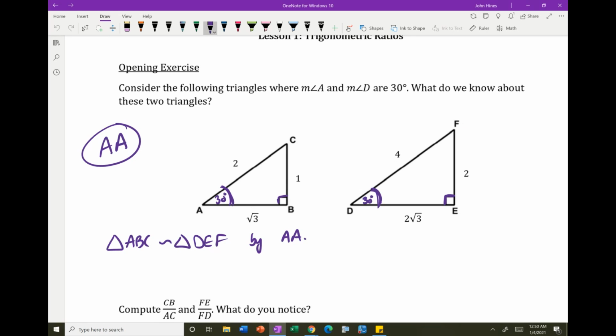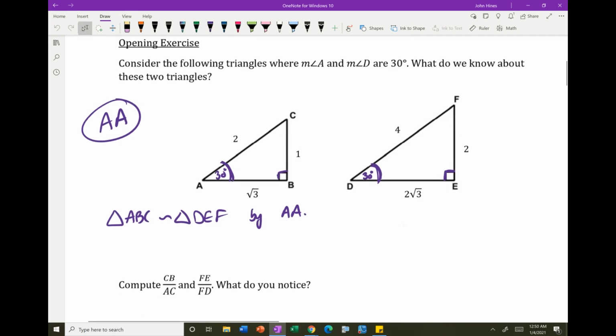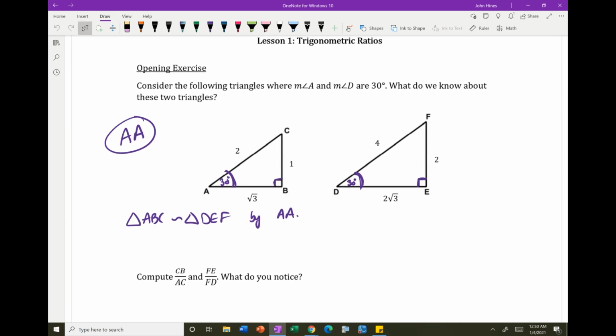And if we notice here, there exists a dilation that maps triangle ABC onto triangle DEF. If I double AB, I get DE. Times 2 and times 2. So there's this multiplier, there's this dilation factor of 2 that would somehow map triangle ABC onto triangle DEF, proving to me that they're also similar. So these triangles are similar because they have two congruent corresponding angles.